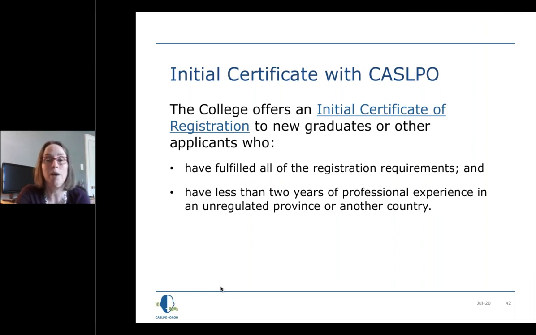Okay, so after you graduate, if you're going to work in Ontario, you will apply for an initial certificate with CASLPO. And we offer an initial certificate of registration to new graduates or other applicants who have fulfilled all of the registration requirements and who have less than 2 years of professional experience in an unregulated province or another country.